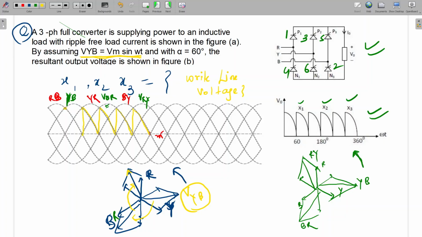Okay. Now we can match with that waveform. So what is the second? First one is this. What is the first one? First one they are not asking. What is the second one? Second one is RB. Next one is VRB. First one is YB, sir.